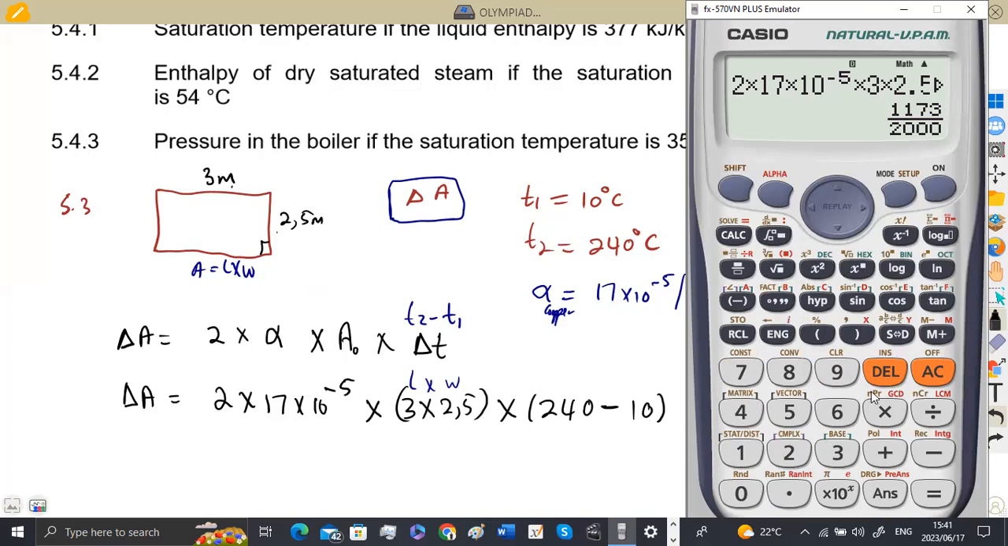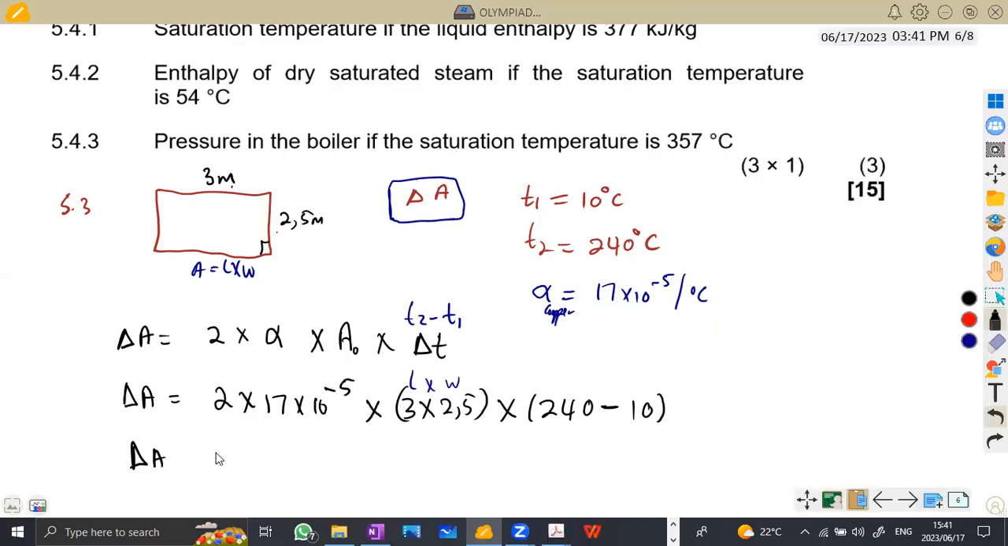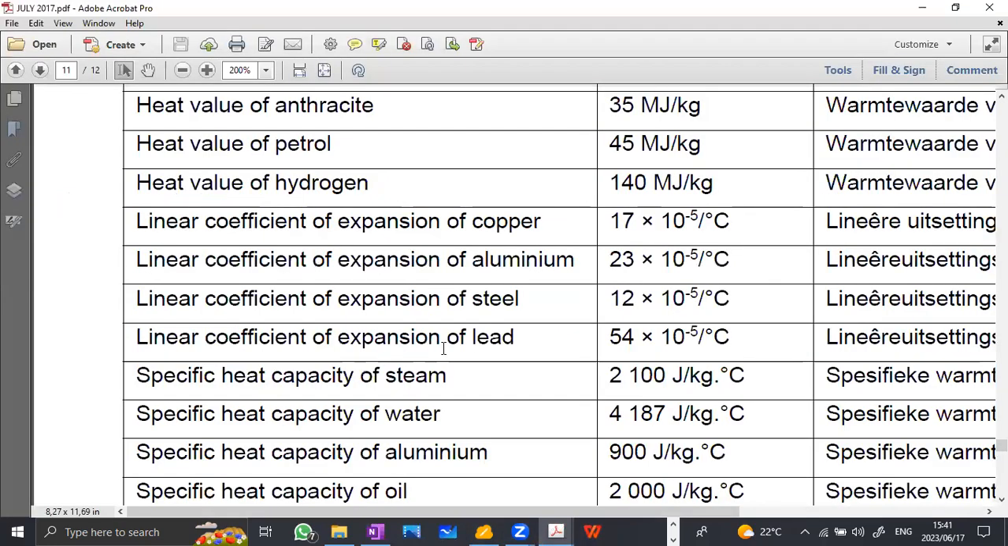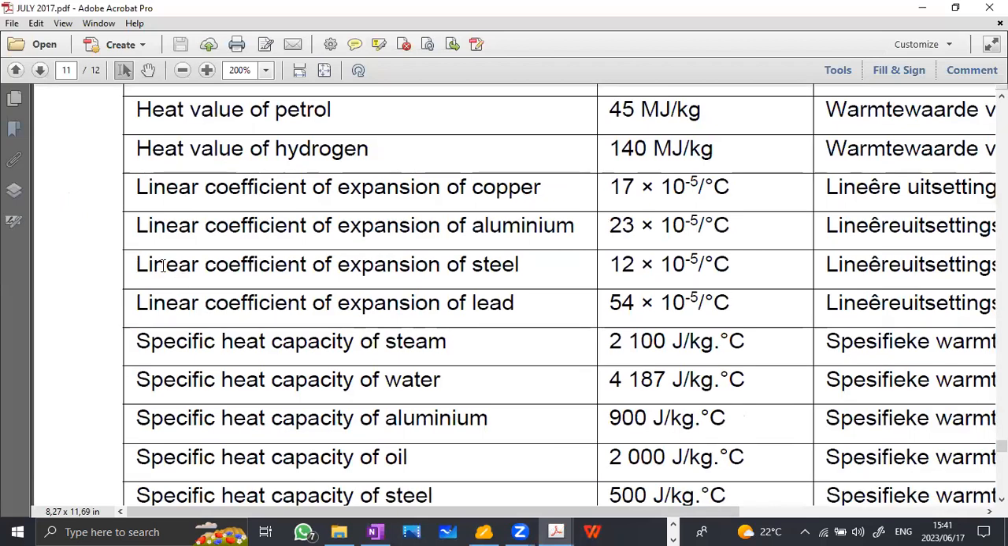This is what you're going to have, which is going to give us something like 0,5865. So our change in area is going to be 0,5865, which is measured in square meters. This is how we're supposed to have this according to the information that we are given. If you check here, that is the linear coefficient of expansion of copper, times 10 to the exponent of -5. This is how you attempt these typical questions.